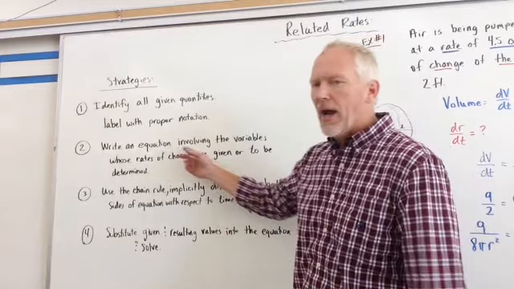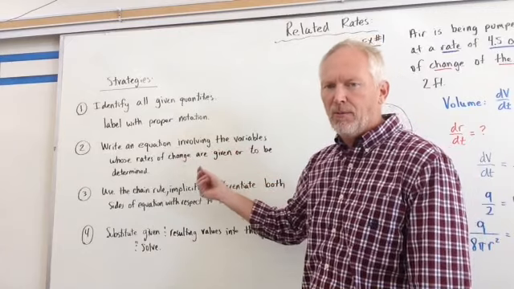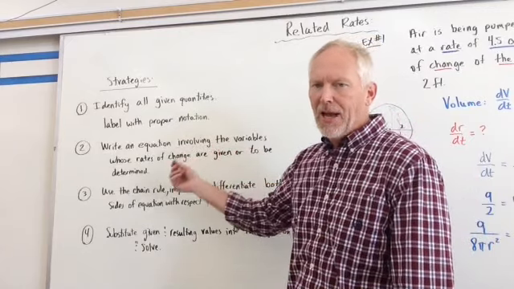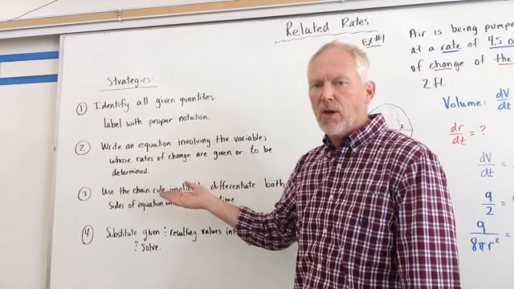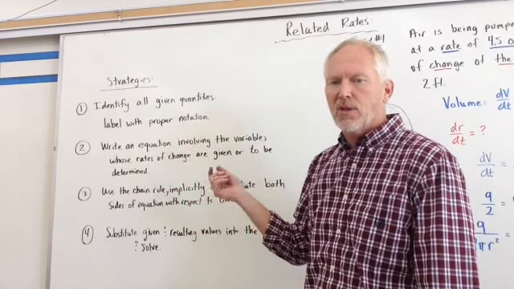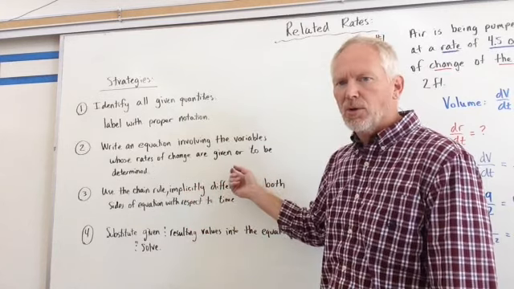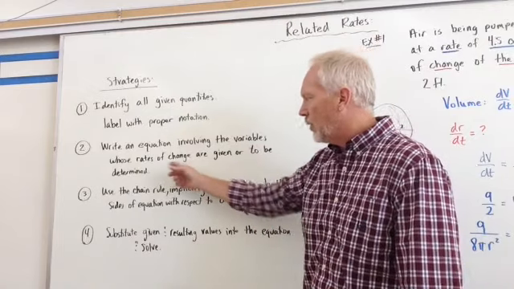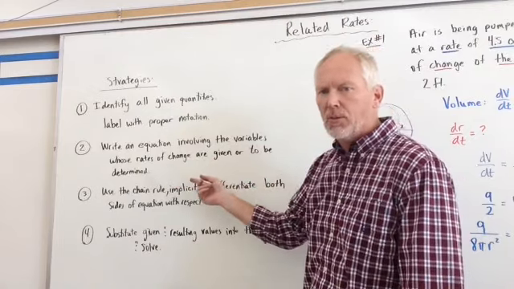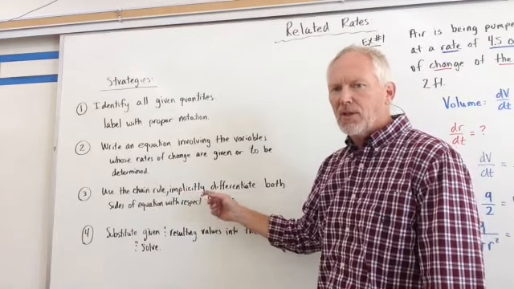Then we're going to write an equation involving the variables. Sometimes it might be a volume. Sometimes it might be an area. It could be other things where we have these known equations, a cone perhaps, or a cylinder. So we need to know some of those basic equations, whose rates of change are given or are to be determined. Then we're going to use the chain rule implicitly.